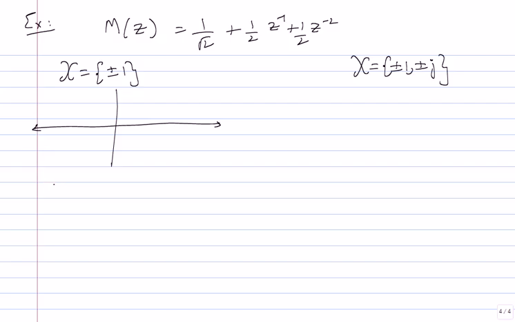So there are 8 possibilities. One plus 1 by root 2, and then minus 1 minus 1 by root 2, and then 1 by root 2 minus 1 by root 2. Any other possibility? Minus 1 plus 1 by root 2. 1 minus 1 by root 2. Any other possibility? That's it. Okay, only 6 points.